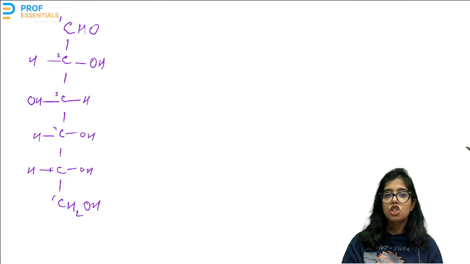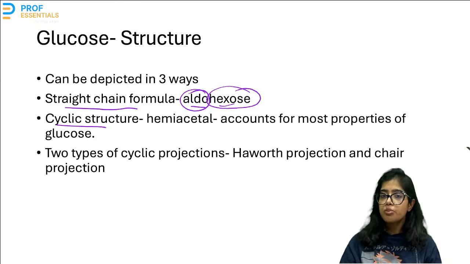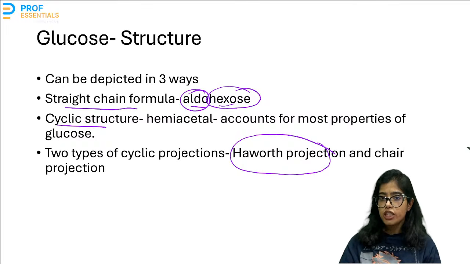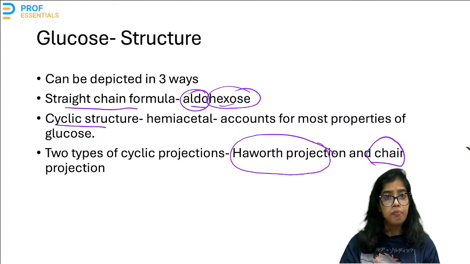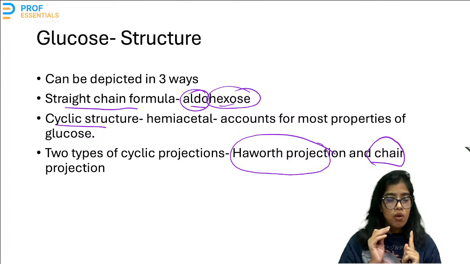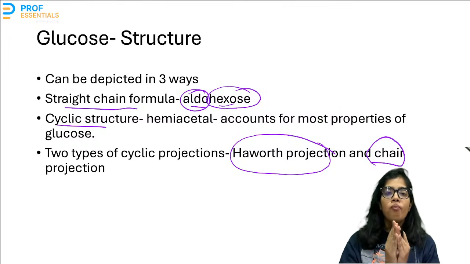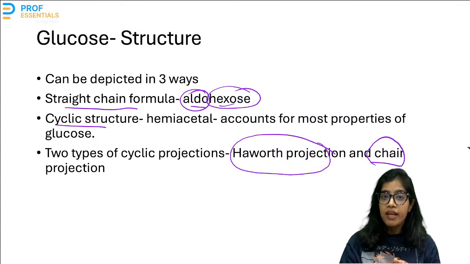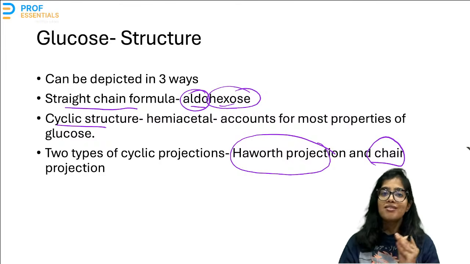So this is the straight chain representation of glucose. Next is the cyclical structure. Now, cyclical structure can be either the Haworth projection or the chair projection. So there are a total of 3 ways in which the structure of glucose can be depicted: either a straight chain formula or cyclical structures. If you make the cyclical structure, then you can account for most of the properties of glucose. So always learn how to draw the cyclic projections.